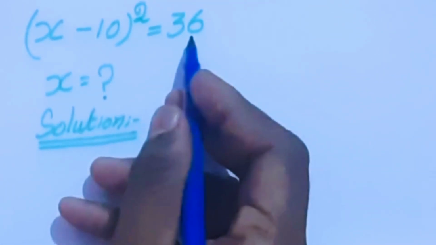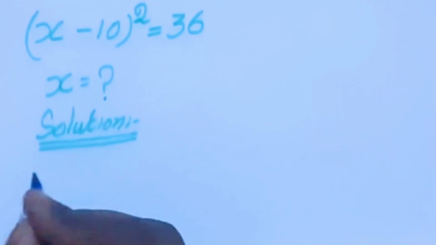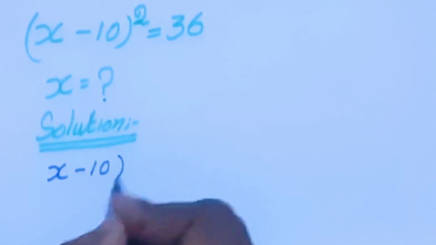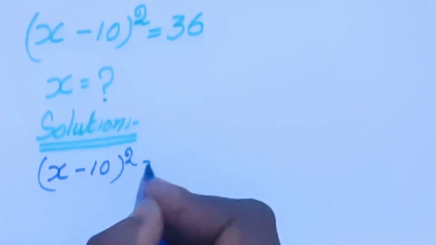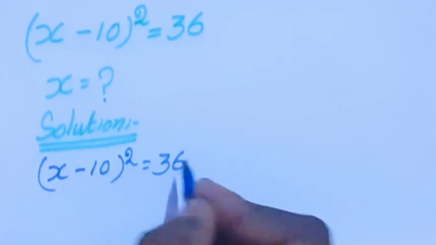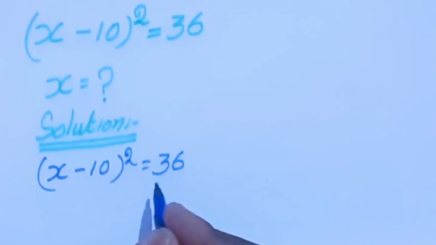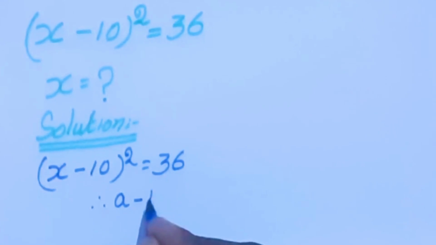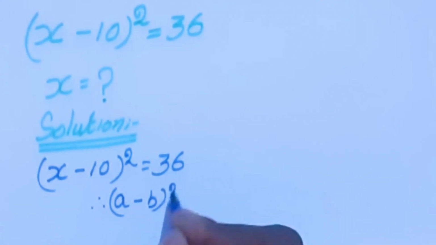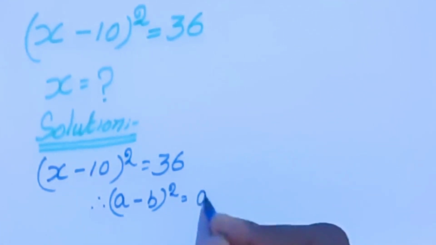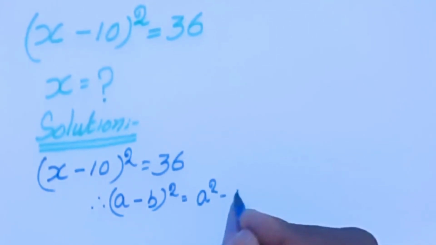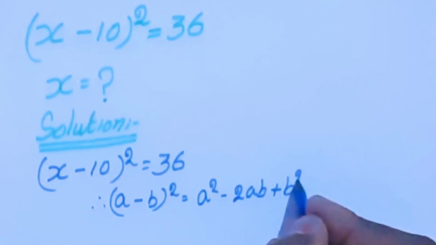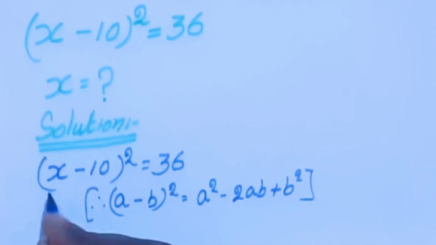Today we are going to solve this problem to find the x value. Solution: (x - 10)^2 = 36. Now we are going to apply this algebra formula here, that is (a - b)^2 = a^2 - 2ab + b^2. This algebra formula we are going to apply here.